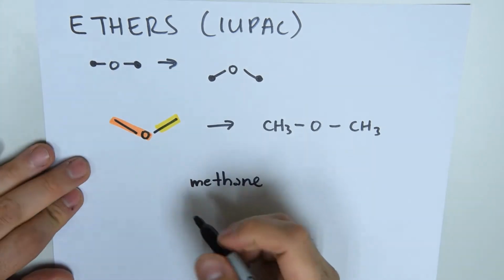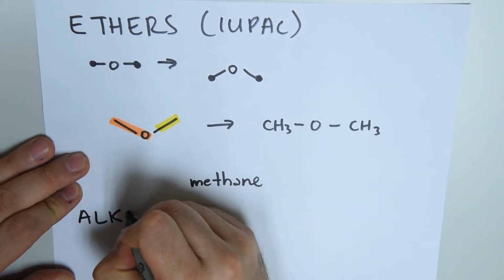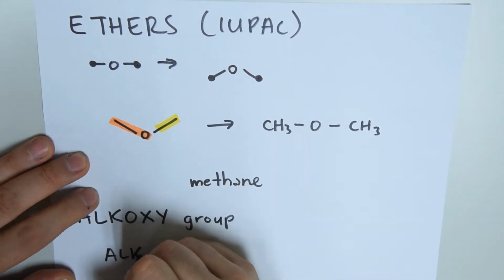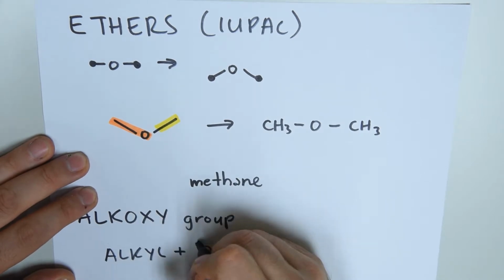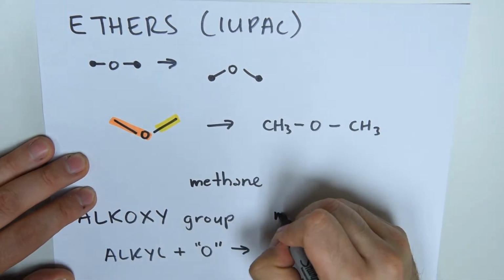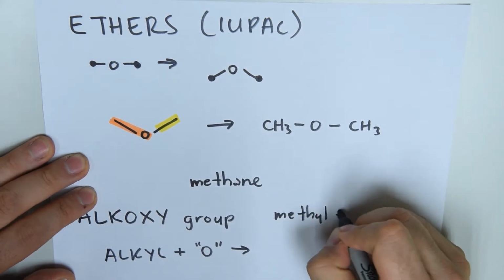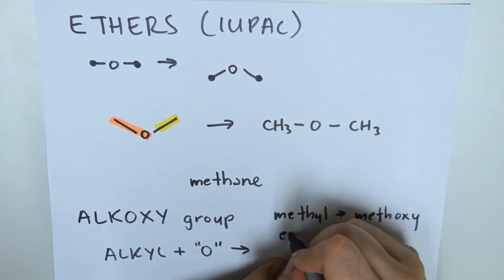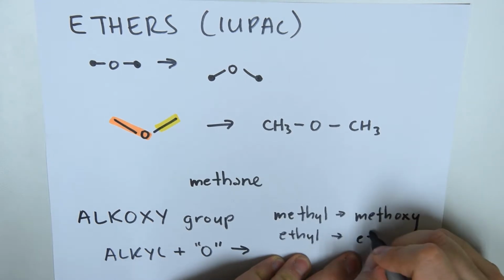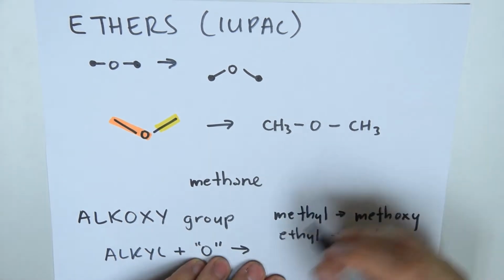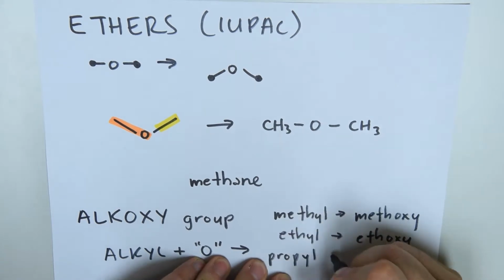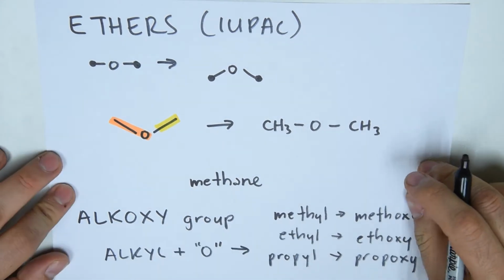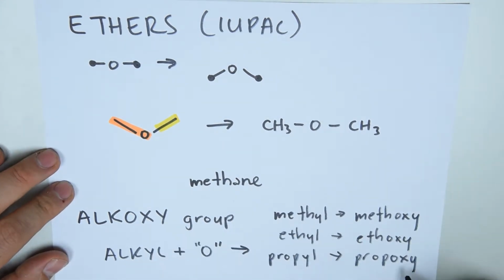Here is where I'm going to introduce the topic of alkoxy groups. An alkoxy group is like an alkyl group with an oxygen atom that is interrupting the chain. Therefore, methyl will become methoxy. Ethyl will become ethoxy. Propyl and its different shapes will become propoxy. What we're essentially doing is we're separating the -yl ending, and we're substituting for oxy.